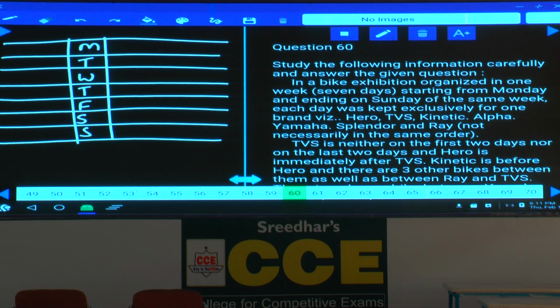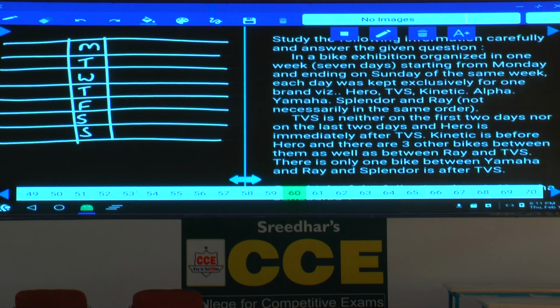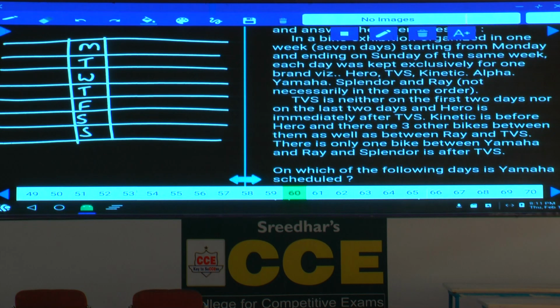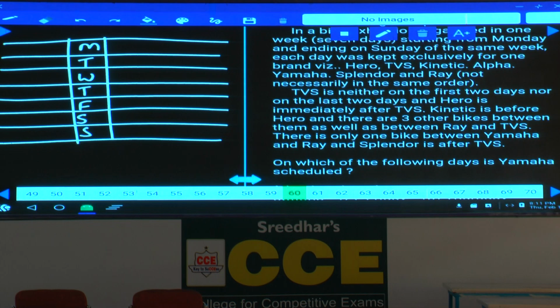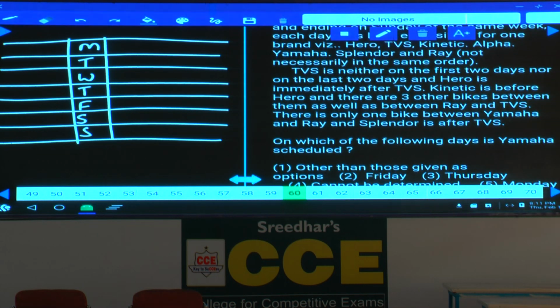Now in this condition number 1, TVS, the same week, each day was kept exclusively for one brand, and TVS is neither on the first 2 days nor on the last 2 days. TVS cannot be in these two, cannot be in these two. Hence TVS can be either on Wednesday, Thursday or Friday, isn't it? And a Hero is immediately after TVS. Hero is immediately after TVS.